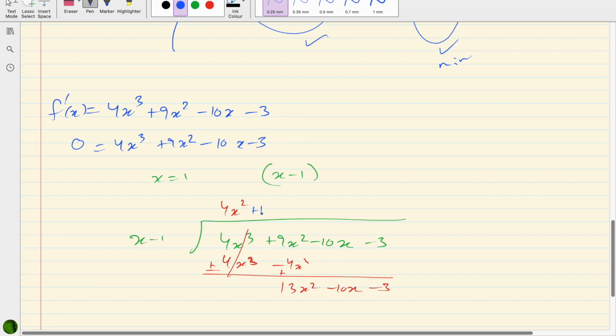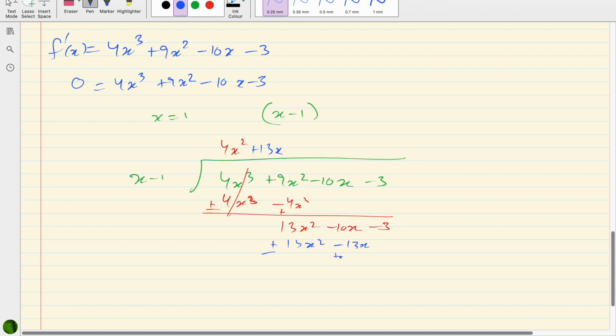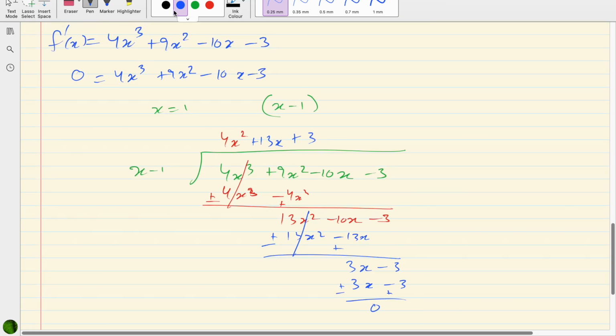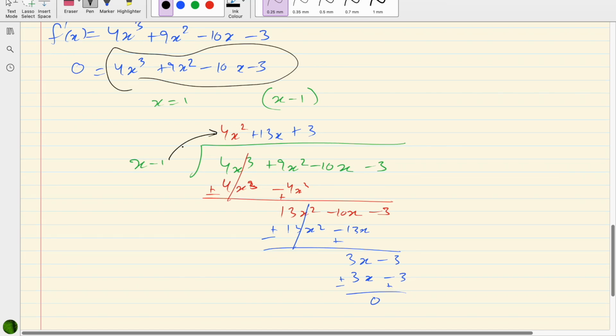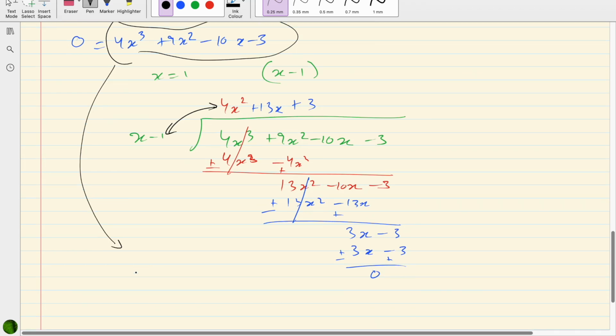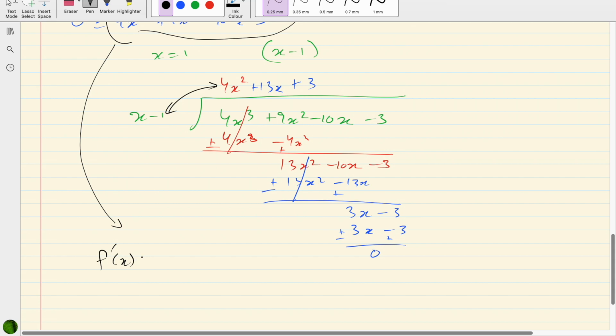To get 13x square, we multiply by 13x. 13x square minus 13x. We again change the signs and add them. This is 3x minus 3. So plus 3, we get 3x minus 3, changing the signs, that's a 0. So this equation, 4x cube plus 9x square minus 10x minus 3, could be written as a product of these two. So f dash x could be written as x minus 1 into 4x square plus 13x plus 3.